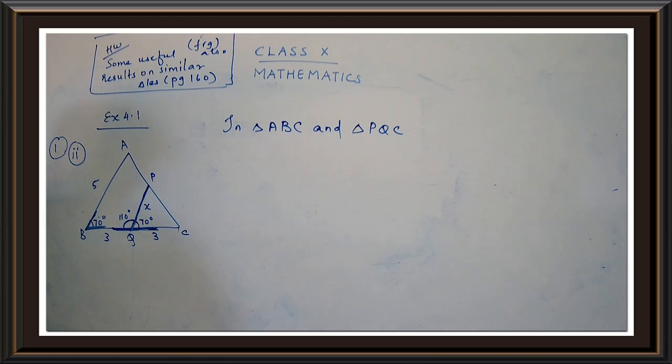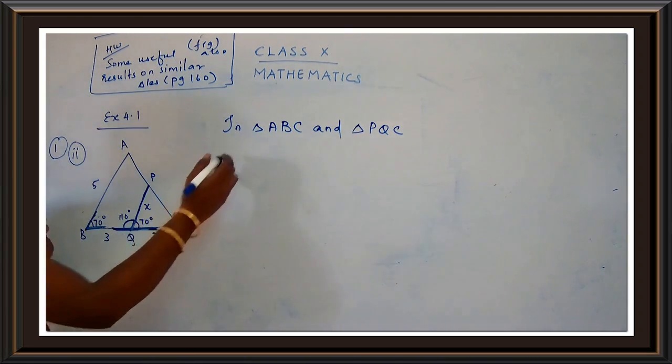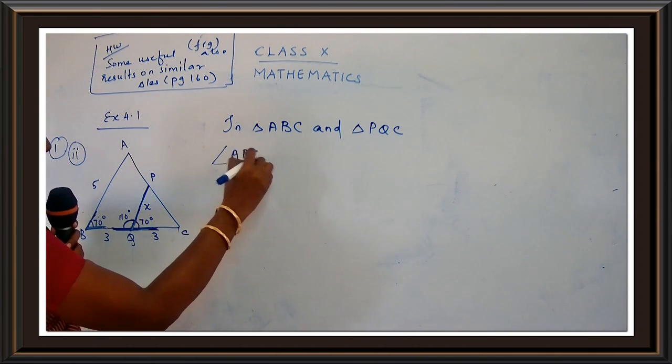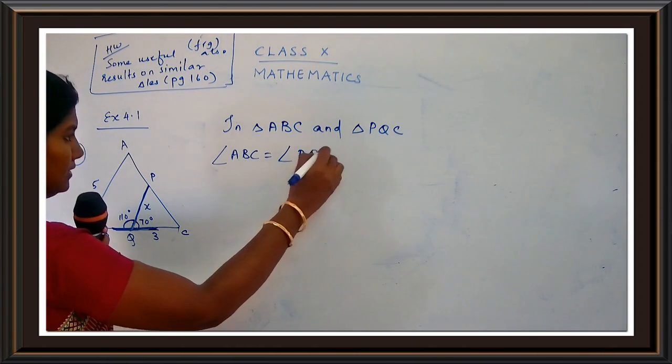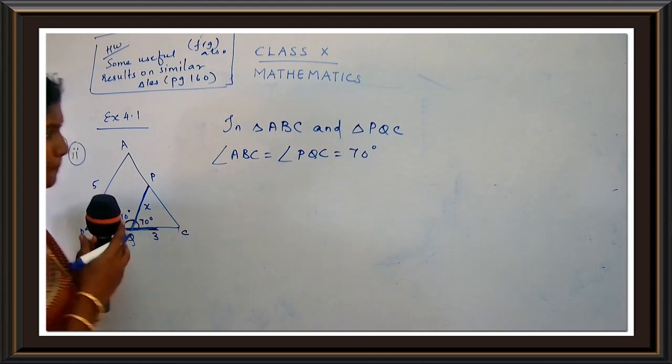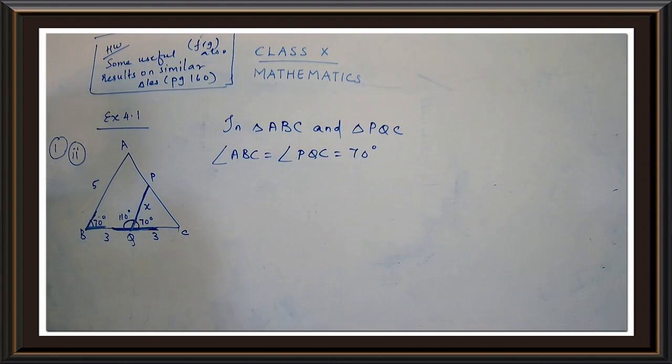Which angles are equal here? ABC and PQC are equal. Angle ABC is equal to angle PQC. This is 70 degree. I just get this information from the figure. ABC and PQC is 70 degree. So one point I have found.